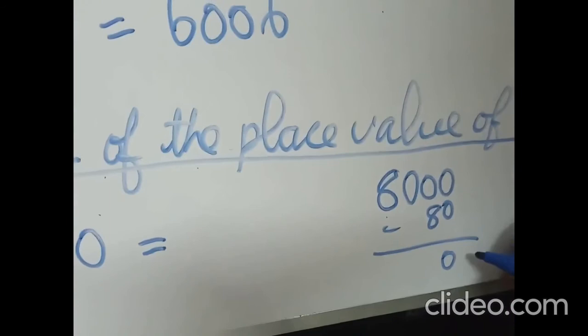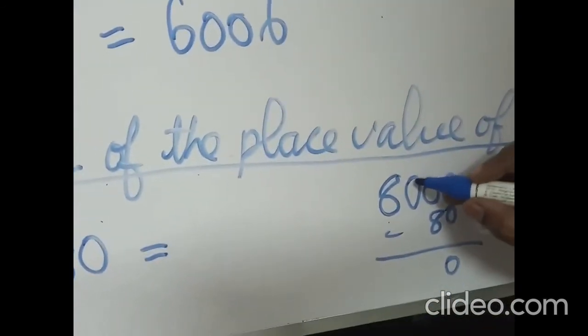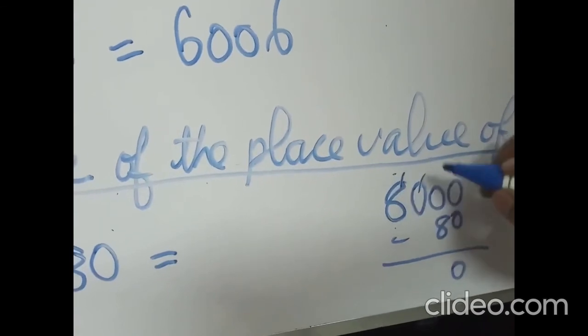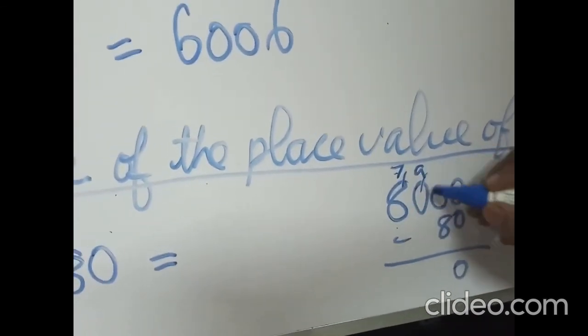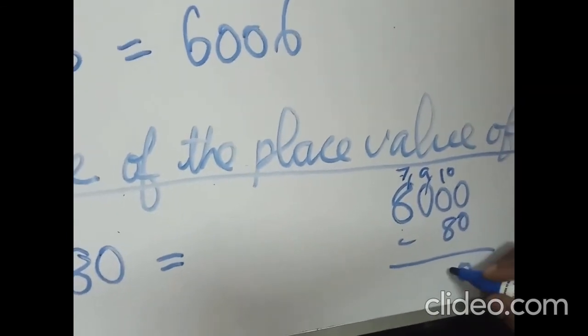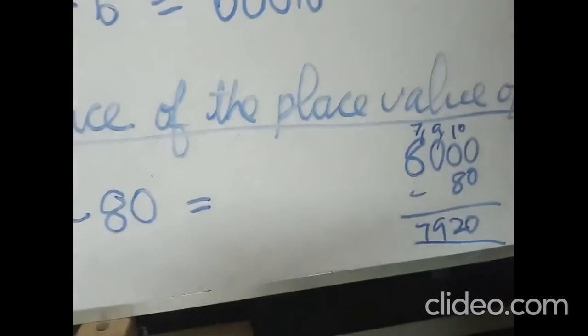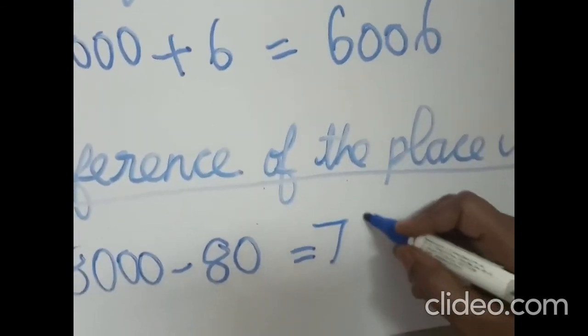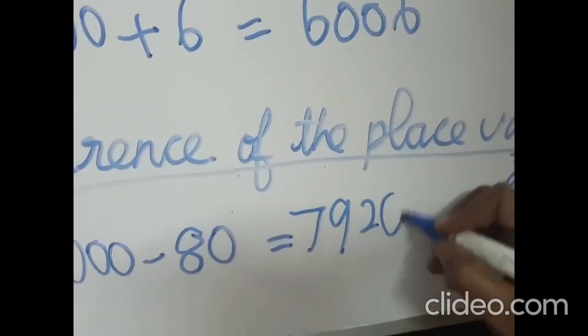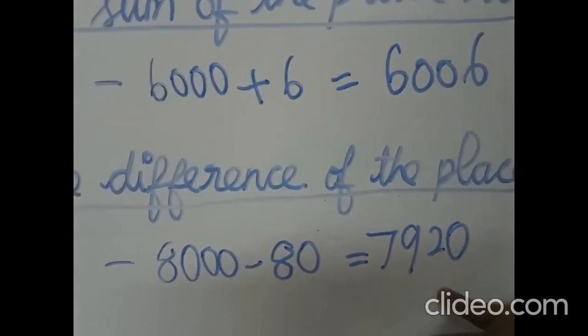8,000 minus 80. Do the subtraction. 0 minus 0, 0. So 0 minus 8 we can't do. You can take a borrow from here and you can take a borrow from here. So this has become 7, 9 and it has become 10. 10 minus 8, 2. Then 9, 7. What will be the answer? 7,920. So understand, children? Similarly, one more sum is there. You can do it by yourself.